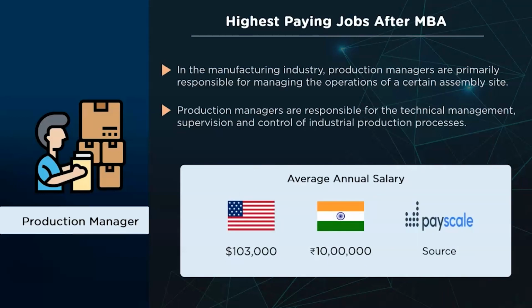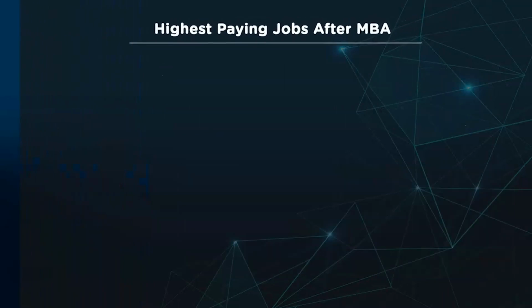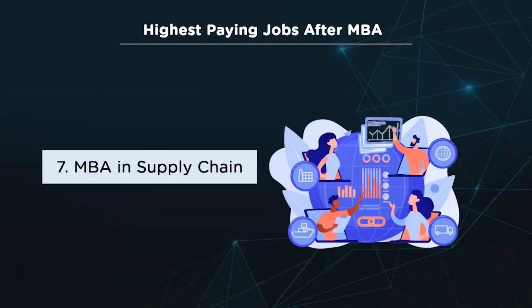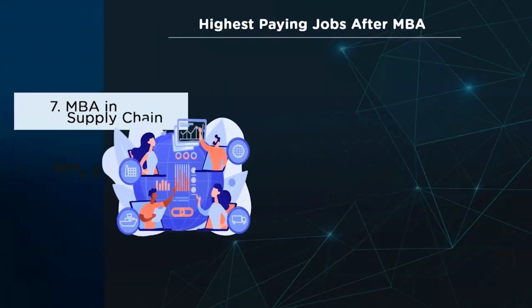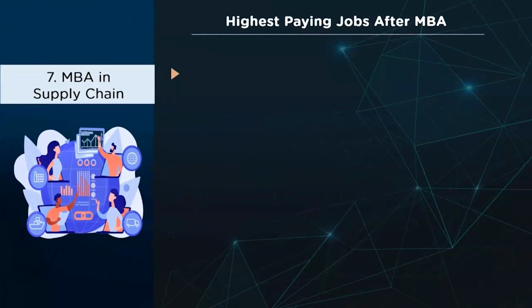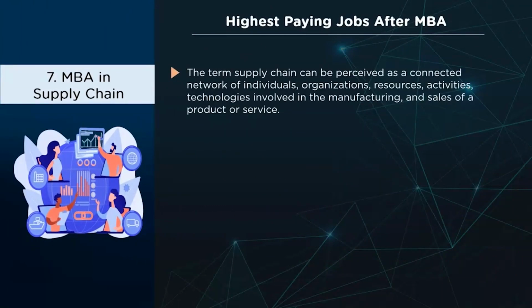The last specialization we have is supply chain management. The term supply chain can be perceived as a connected network of individuals, organizations, resources, activities, and technologies involved in the manufacturing and sales of a product or service. Companies develop supply chains so that they can reduce their cost and remain competitive in their business landscape. Typically, supply chain management attempts to control or link the production, shipment, and distribution of a product.